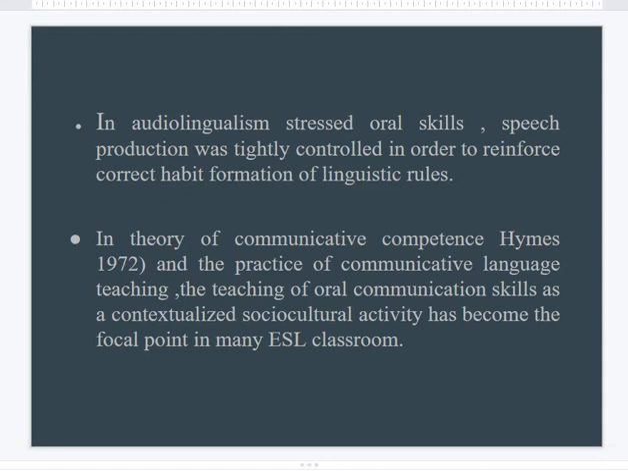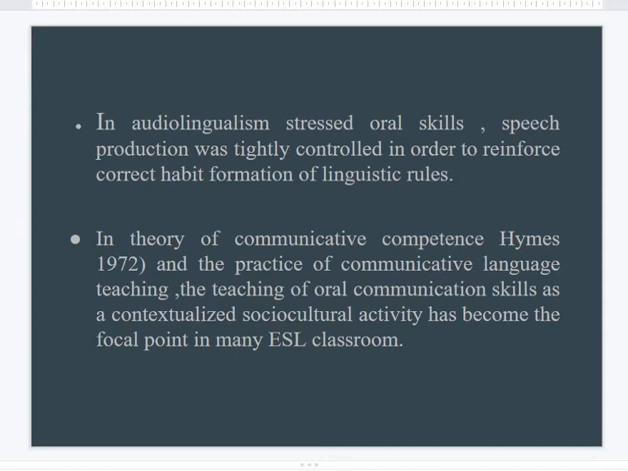So when we talk about the theory of communicative competence, which was given by Hymes in 1972, this theory basically focuses on developing the communicative competence of students from all aspects. It includes the practice of communicative language teaching, the teaching of oral communication skills as contextualized sociocultural activity has become the focal point. According to this point of view, the competence of communication needs to improve.